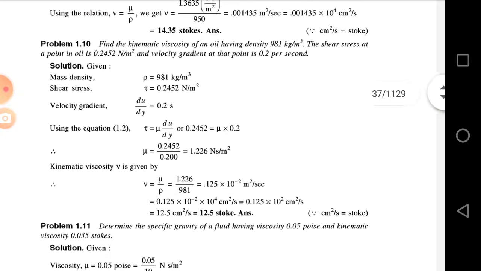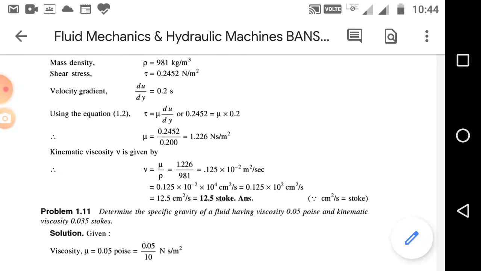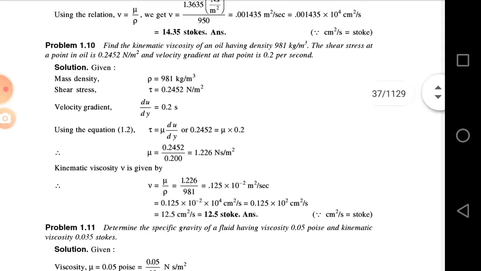Another simple problem here. Determine the kinematic viscosity of an oil having density 981 kg per meter cube. The shear stress at a point in oil is 0.2452 Newton per meter square, and the velocity gradient at the point is 0.2 per second. So mass density is 981 kg per meter cube. Shear stress tau is equal to 0.2452 Newton per meter square. Velocity gradient is 0.2 per second.